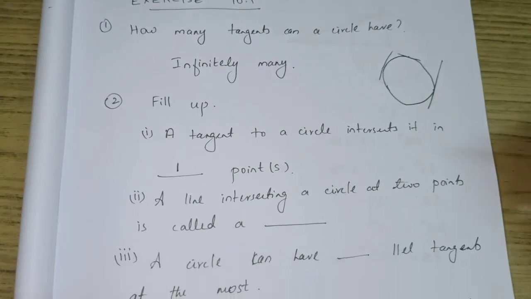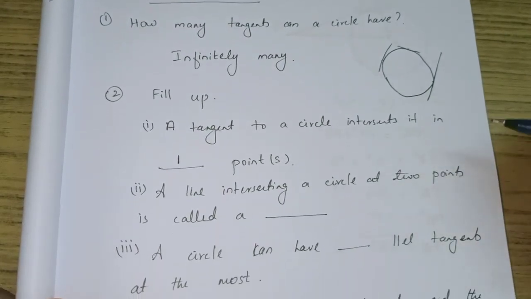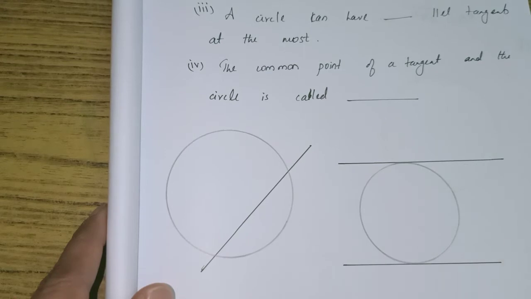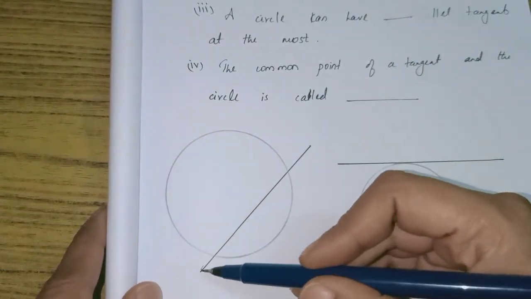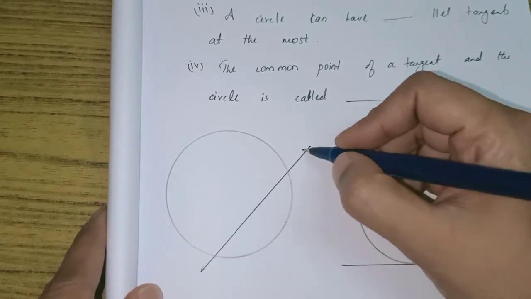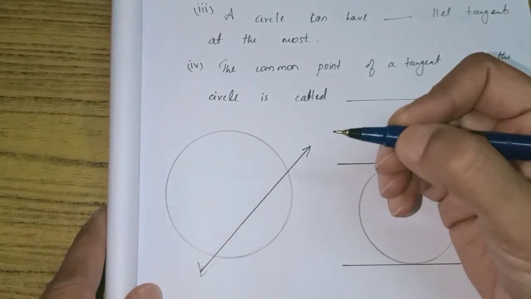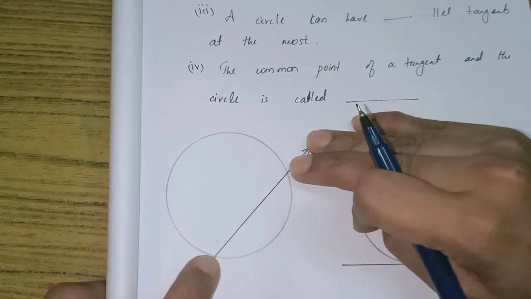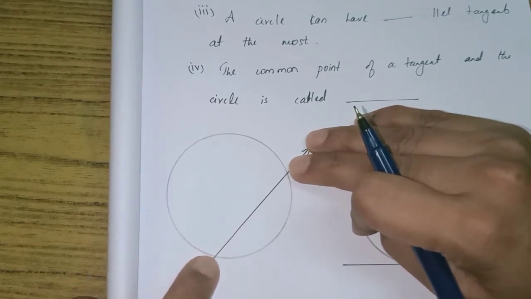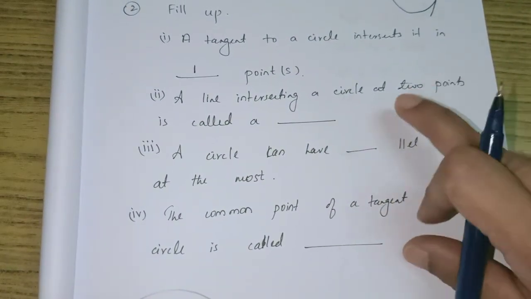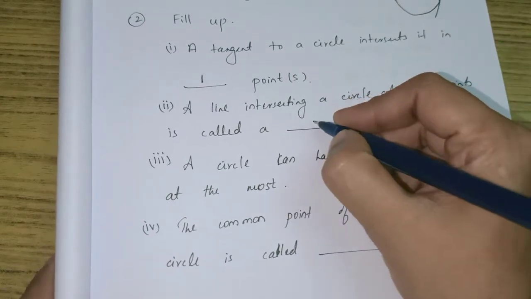A line intersecting a circle at 2 points is called a secant. How will you have a line intersecting a circle at 2 points? Here I have drawn a circle and a line which is cutting the circle at 2 points. This line is called a secant. And if I remove this portion, I will get a line segment. That line segment is only called a chord. So a line intersecting a circle at 2 points is called a what? It is a secant.